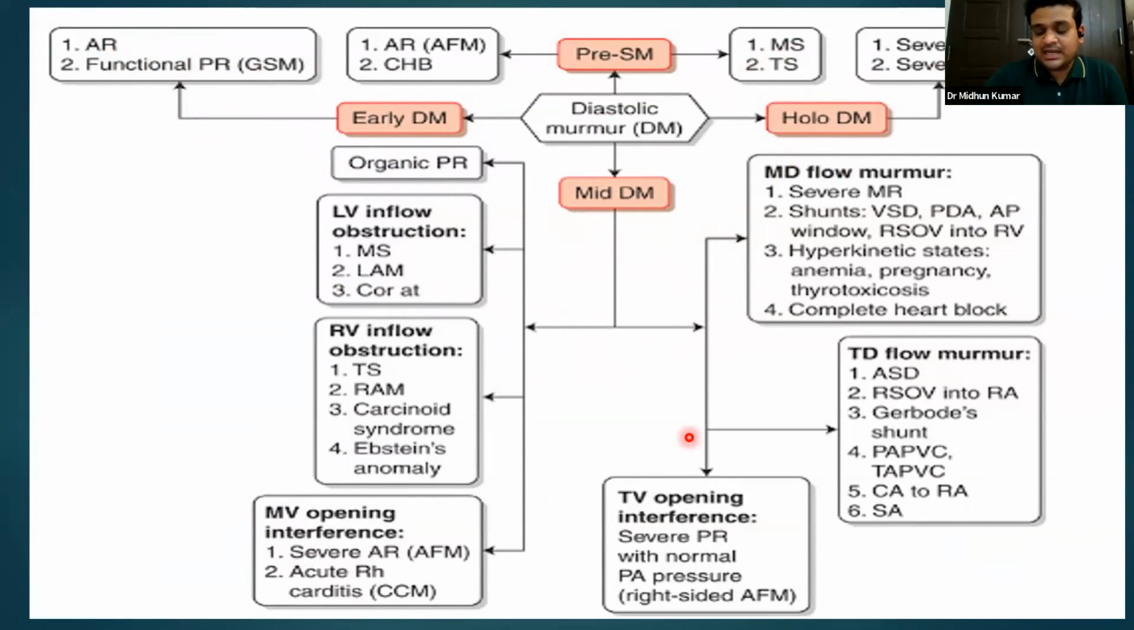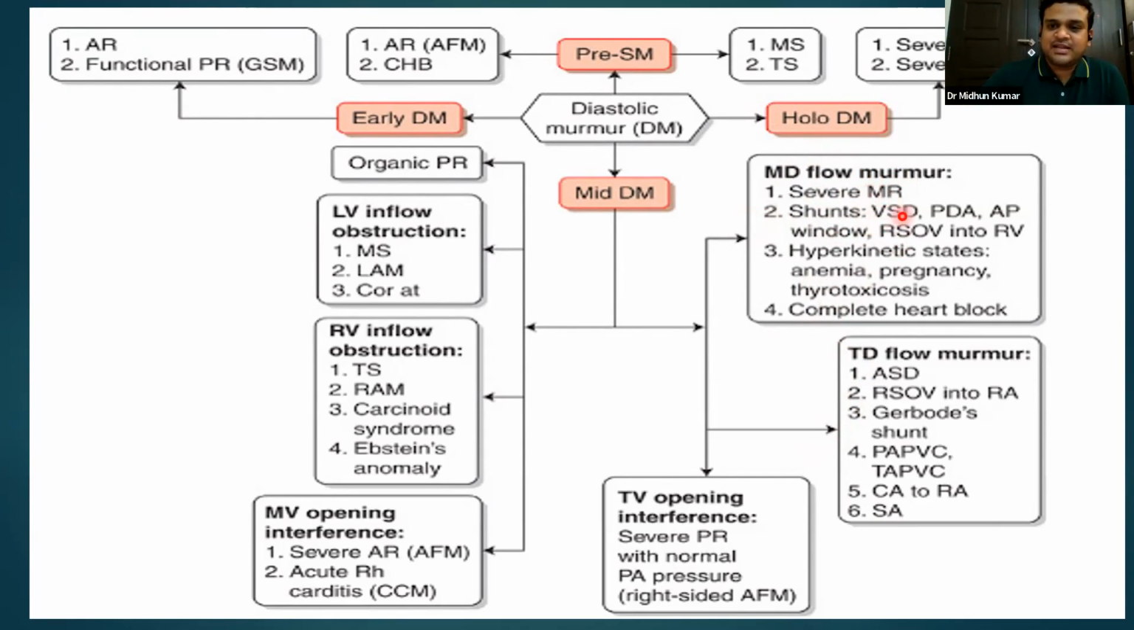Whenever you understand the pathophysiology, describing the cyclic event or characteristics of a murmur will be very, very easy. And sometimes a mid-diastolic murmur can also be a flow murmur. Whenever there is increased flow across the AV valve or any obstruction of the AV valve, it is going to produce a flow murmur. So in MR or VSD, the amount of blood going across the AV valve is more, so it produces a flow murmur.